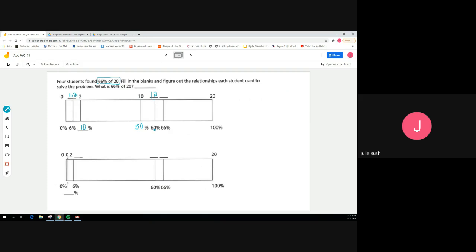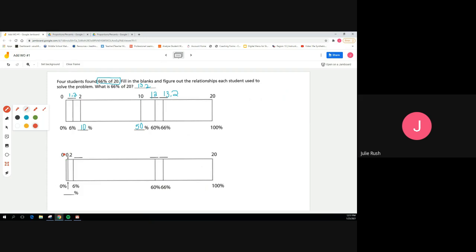12 is our 60%. And then to find 66%, we would add those two numbers for a total of 13.2. That is correct. So we want to make sure that all the other students also get 13.2 when they solve, okay? So let's look at student number 2 and let's see how their thinking went.